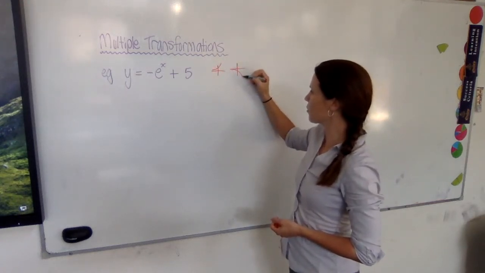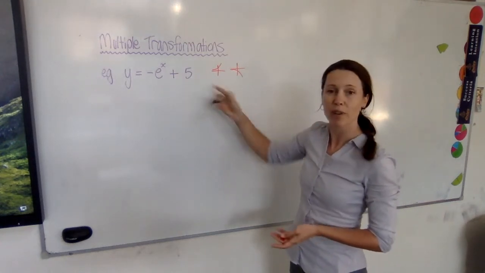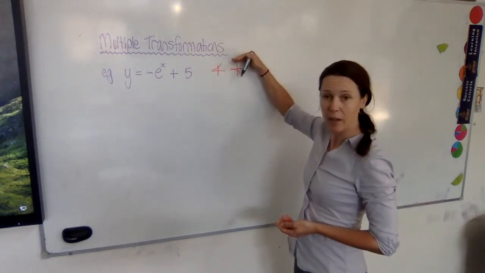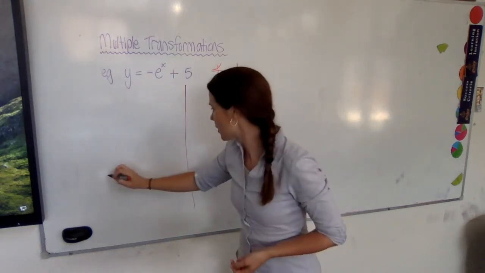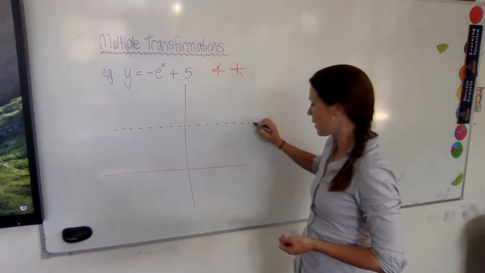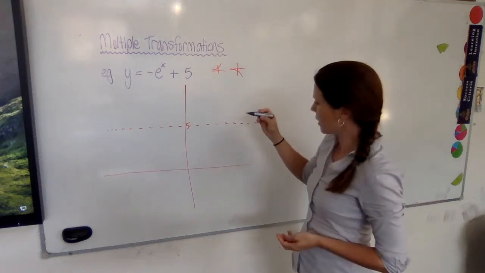I'll get something sort of like this. Then the other thing that's happened is we've lifted it up 5. So instead of having its asymptote on the x-axis, it's going to be up at 5. So that's the first thing to draw. We can draw in an asymptote and label it at 5. Then we can draw in our general shape.